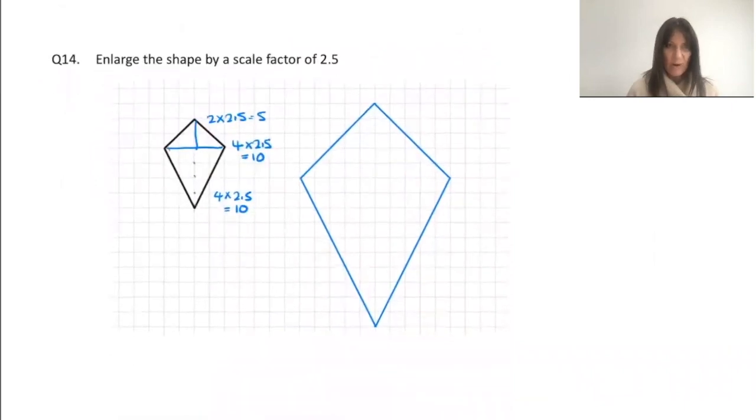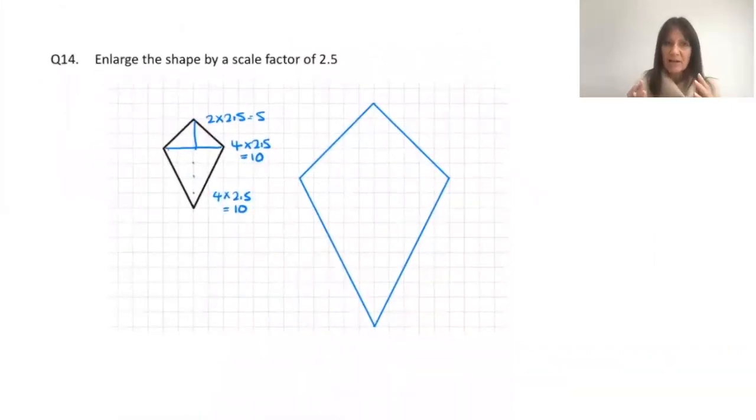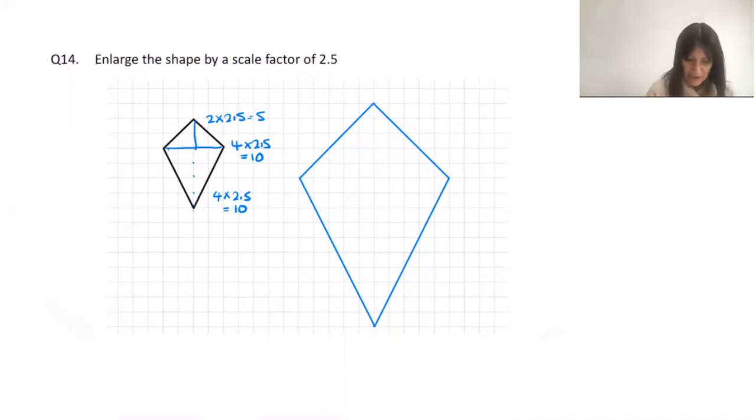Now, these types of questions, when they are diagonals rather than verticals and horizontals, can be a little bit trickier. So the way that I personally approached this question was I did look at a horizontal line. I could see that there were 4 squares from this corner to this corner. I multiplied that up by the scale factor, and then I made sure I had 10 squares on my new horizontal. I did the same thing with the vertical so that I could get this distance right, and then it was just easy to join up all the corners.